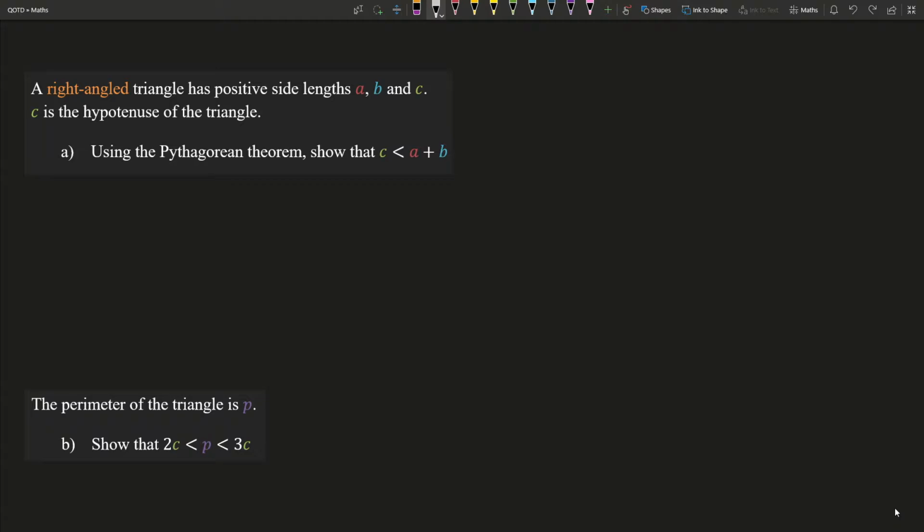Well, first, it would help to get an intuition about why this inequality is true, why we have c is less than a plus b. Well, let's consider drawing a triangle. It's right-angled, of course, and we have A, B, and C. Why do we need A plus B to be greater than C?